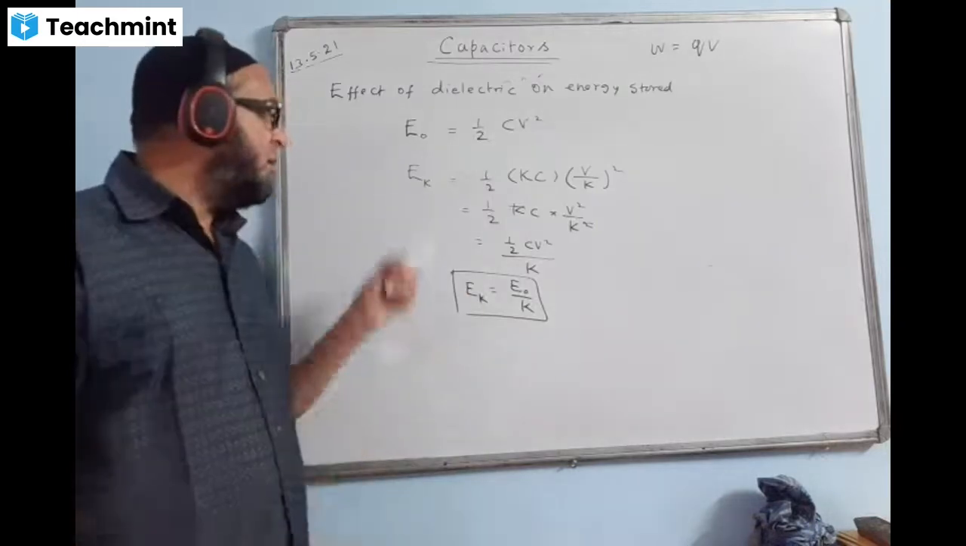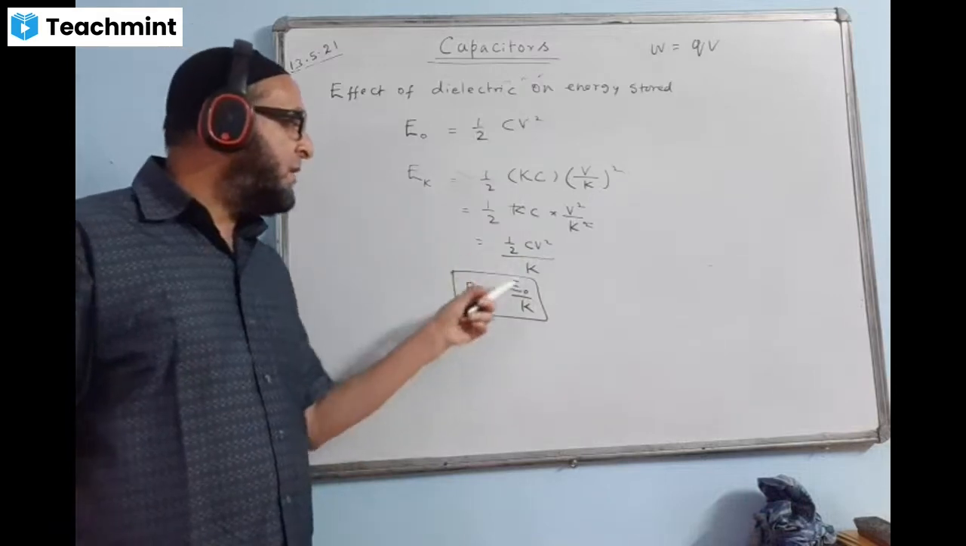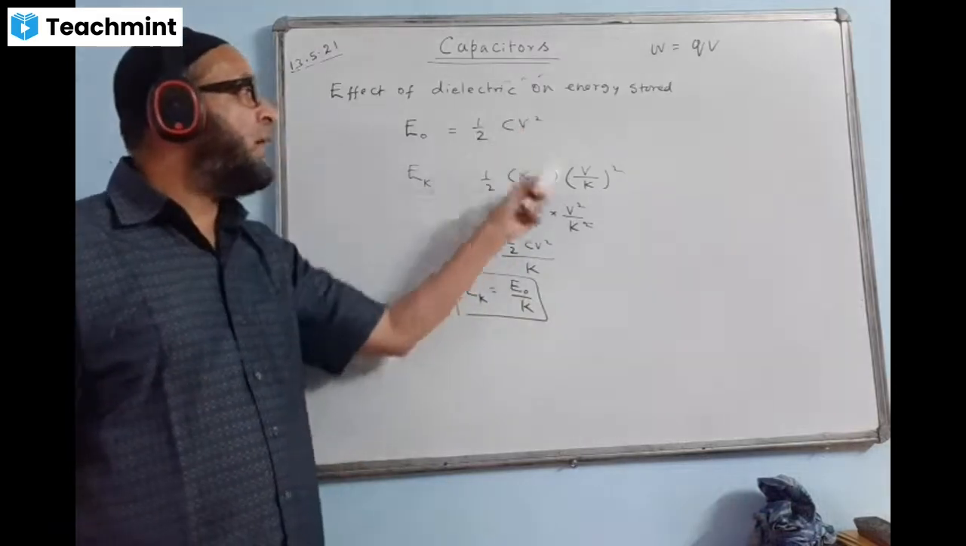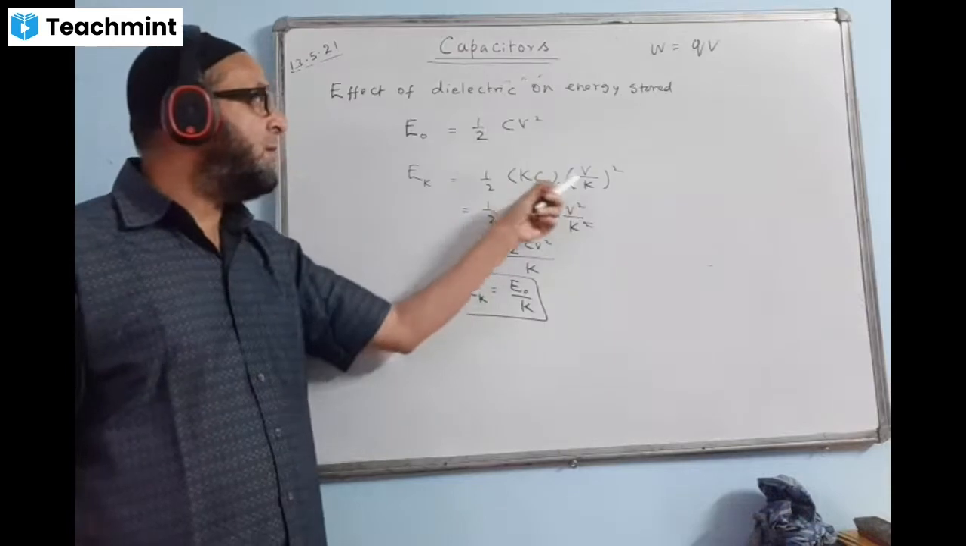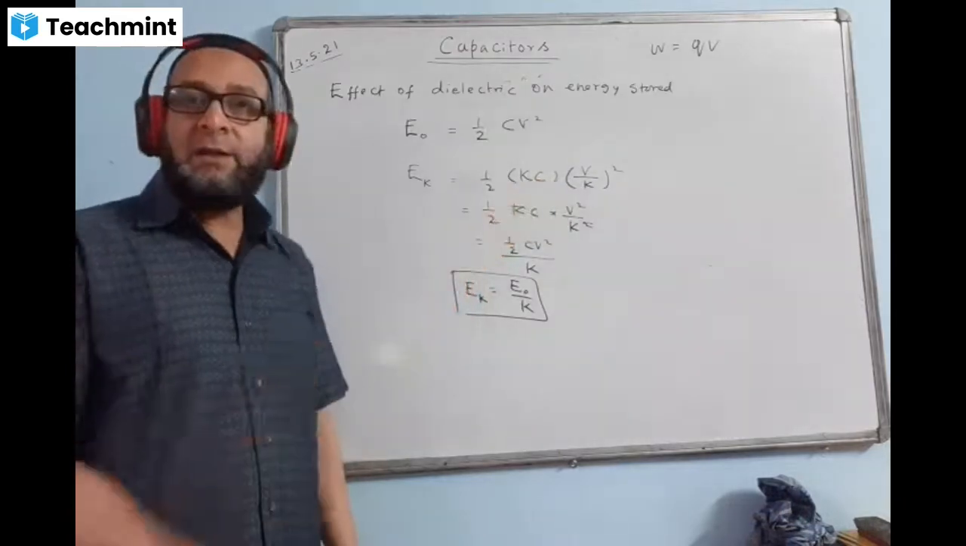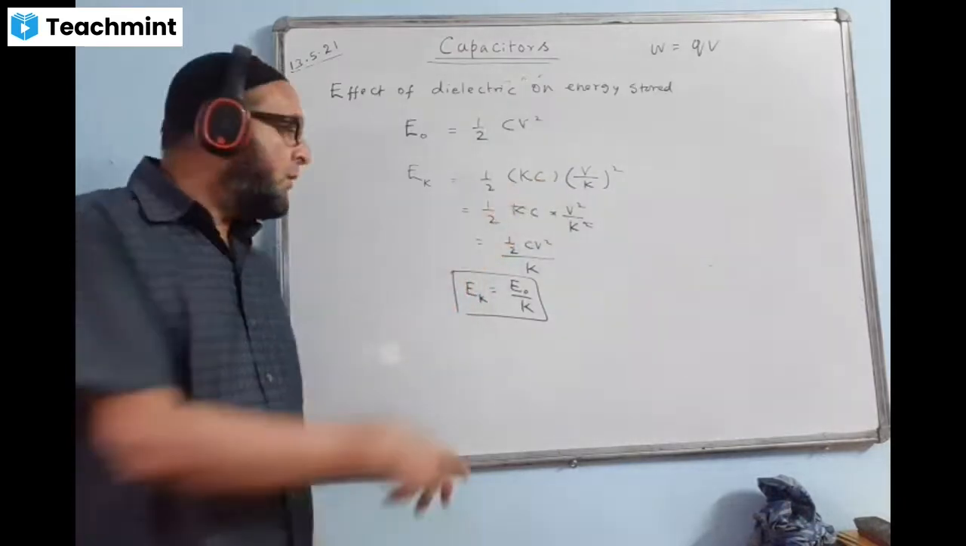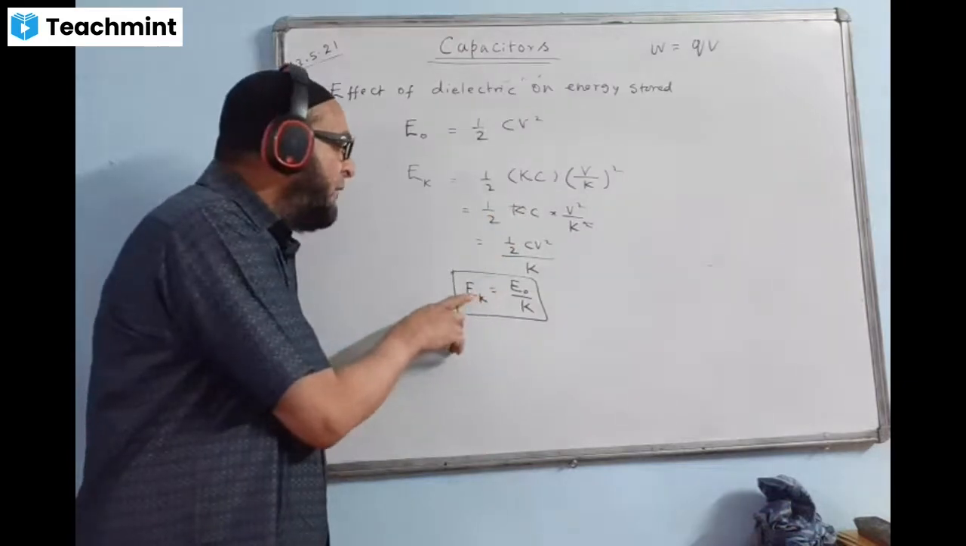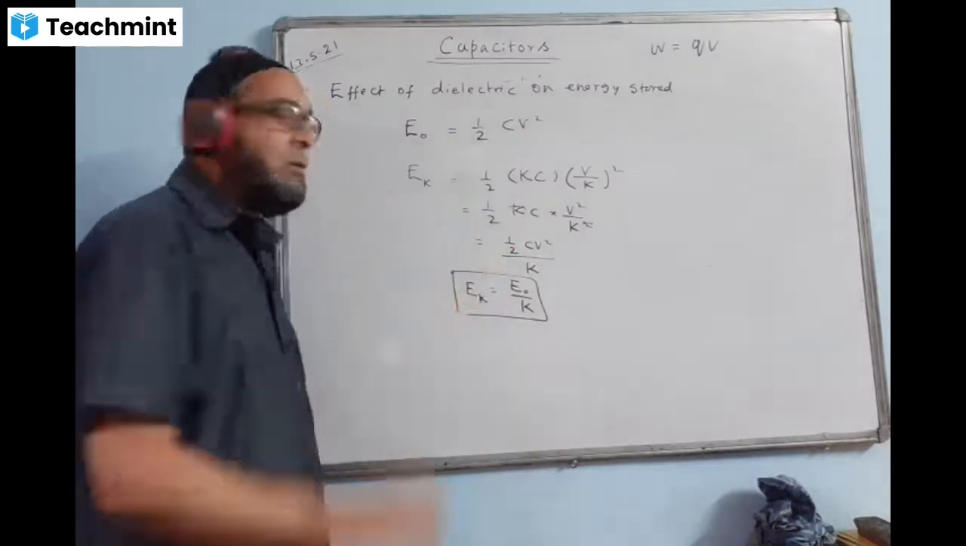And as a result, the new energy stored will decrease by 1 by K times, because the potential square is there, and the decrease is bigger than the value of the increase. So overall, there will be a decrease in the value of energy storage, because it is 1 by K times of E naught.